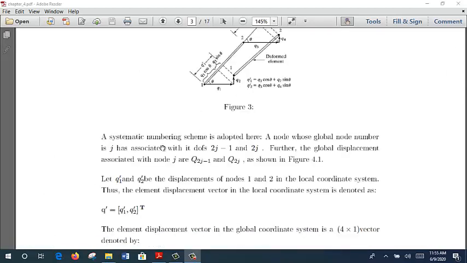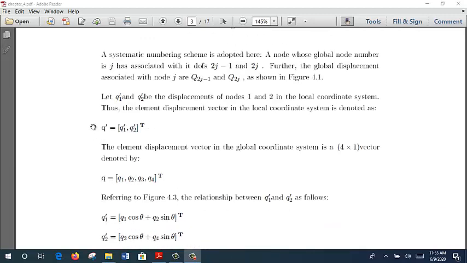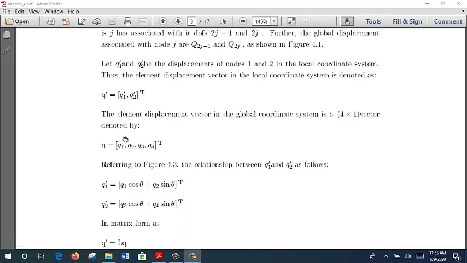By referring to this form, this idea: Q prime is equal to Q1 prime, Q2 prime transpose. This is for node number 1 and this is for node number 2. So the element displacement vector in the global, from the local you transform into the global one, you will get your Q is equal to Q1, Q2, Q3, Q4, as mentioned before, because you have your degree of freedom of 4, because you have your 2 nodes.